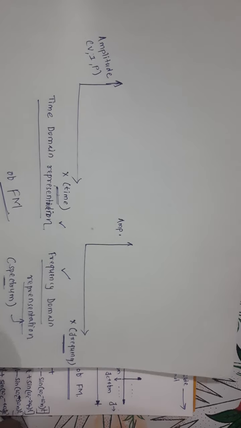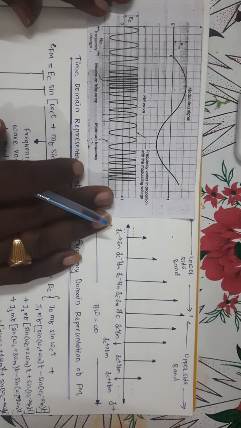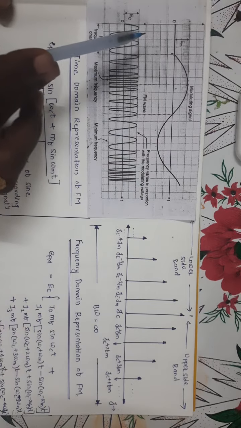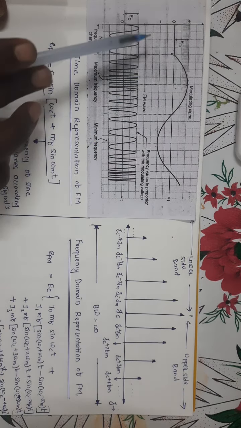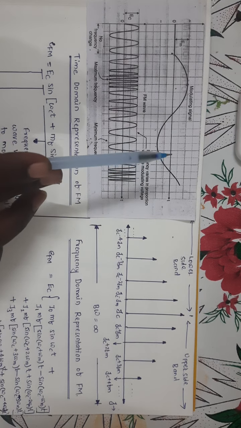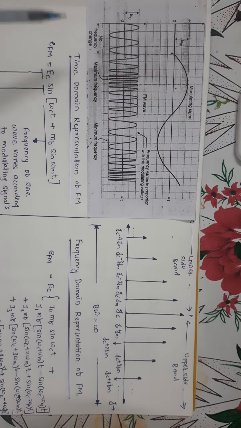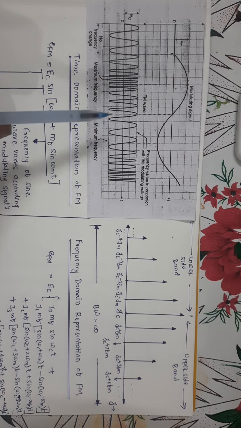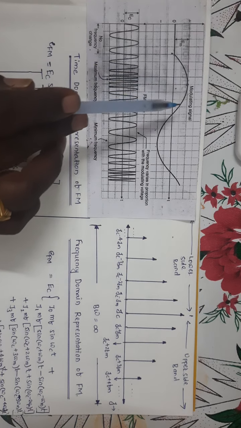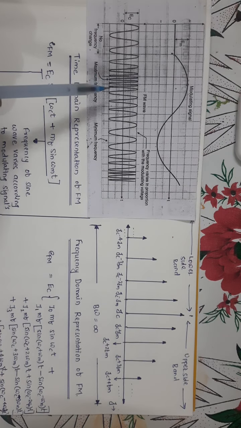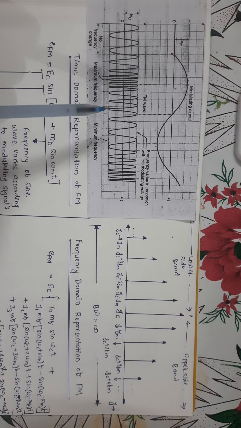So if we understood this concept, let us have a look at both the time domain and frequency domain representation of FM. So here you are observing a time domain representation of FM. This is your modulating signal, which is your information signal, or we can also call it the baseband signal. Now, as per the definition of frequency modulation, the frequency of the carrier gets changed in accordance with the change in instantaneous value of amplitude of the modulating signal. At that time, the phase and amplitude of the carrier are kept constant.